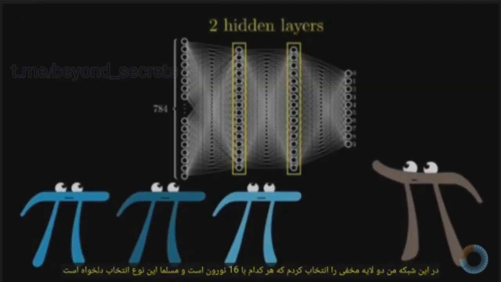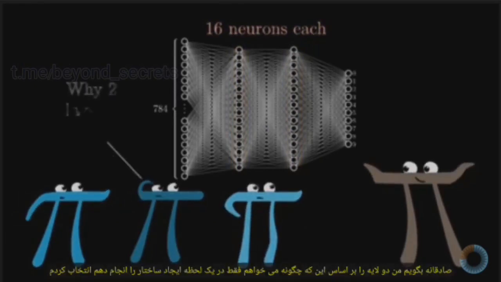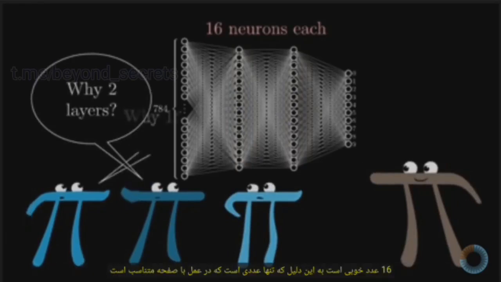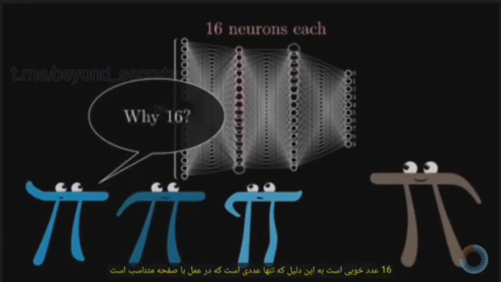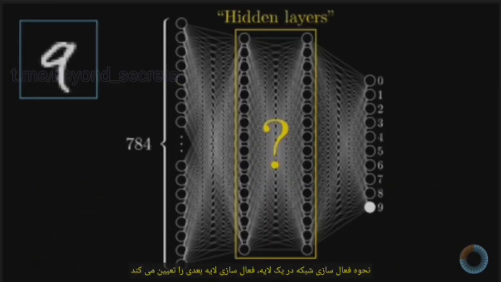In this network, I chose 2 hidden layers, each one with 16 neurons, and admittedly, that's kind of an arbitrary choice. To be honest, I chose 2 layers based on how I want to motivate the structure in just a moment. And 16? Well, that was just a nice number to fit on the screen. In practice, there is a lot of room for experiment with a specific structure here. The way the network operates, activations in one layer determine the activations of the next layer.